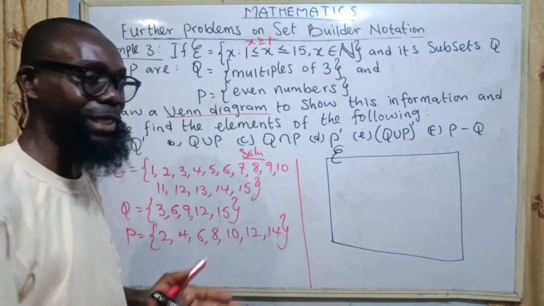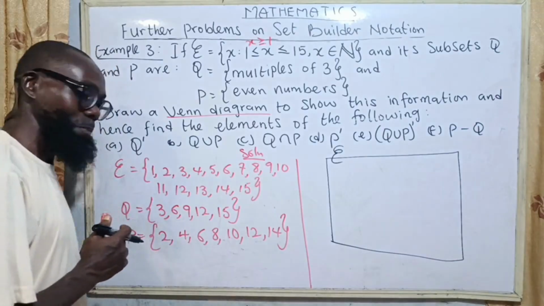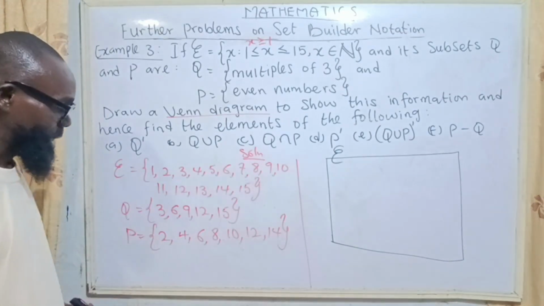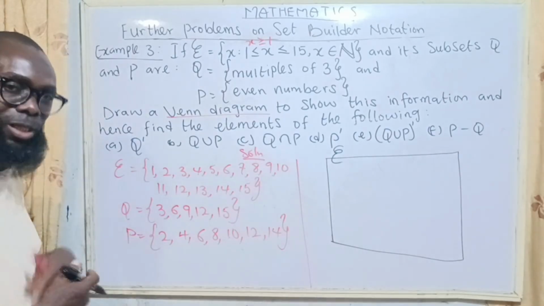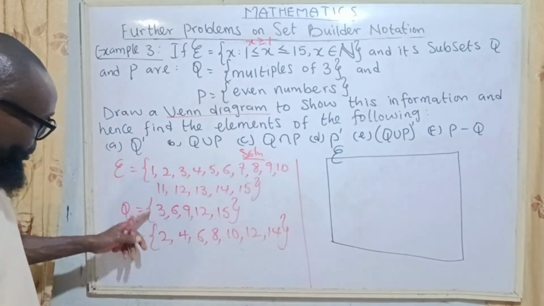Now, we have two sets, P and Q. The first thing is, before you can draw your P and Q, you look at the Q and P. Do they have anything in common? Do they have an intersection? Okay, let's check.